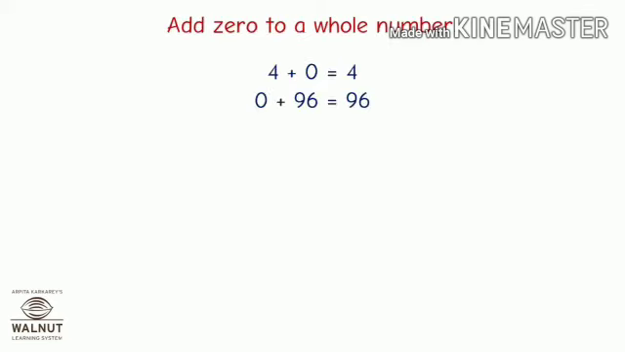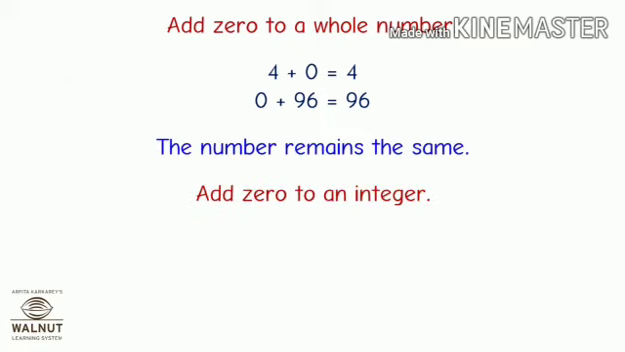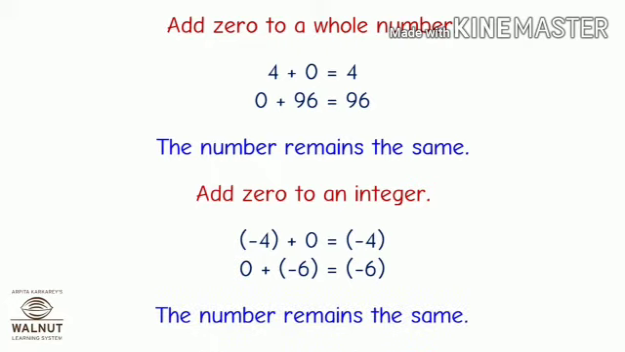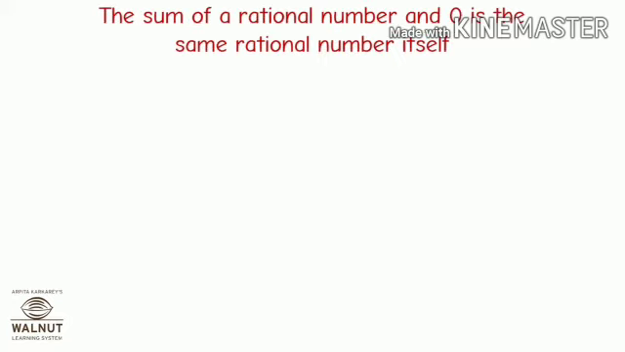Now we'll see adding 0 to any whole number. What will you get? 4 plus 0 is what? 4. 0 plus 96 is what? 96. Okay. The number remains the same. Any number added with 0, the answer remains the same. Now add 0 to an integer. Minus 4 plus 0 is minus 4. 0 plus minus 6 is equal to minus 6. The number remains the same. There is no change in the answer.